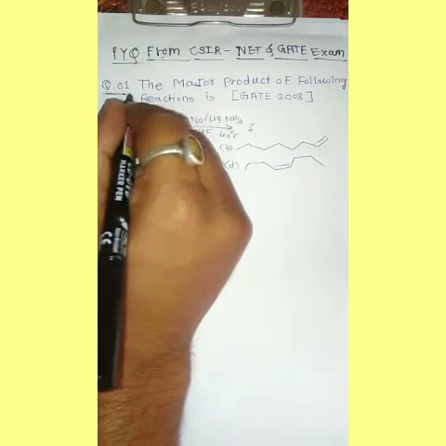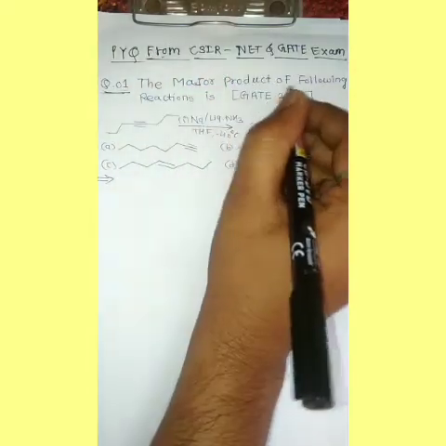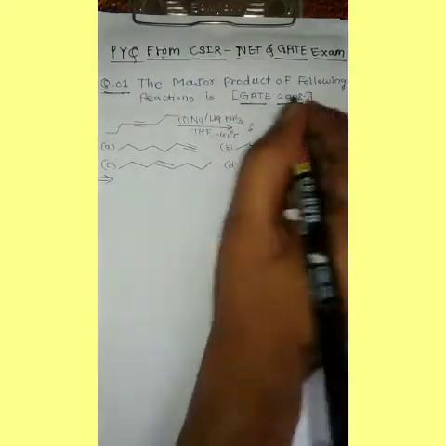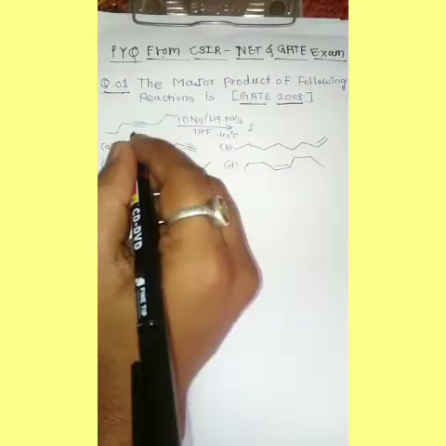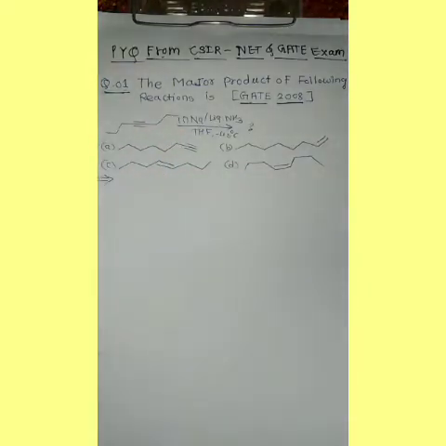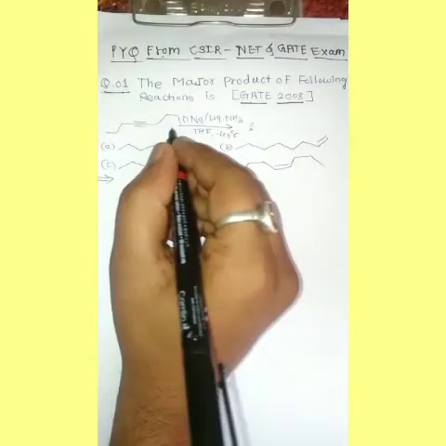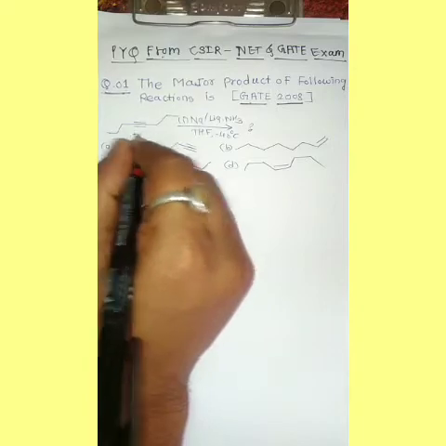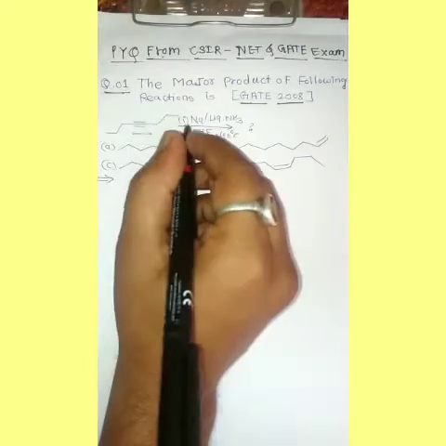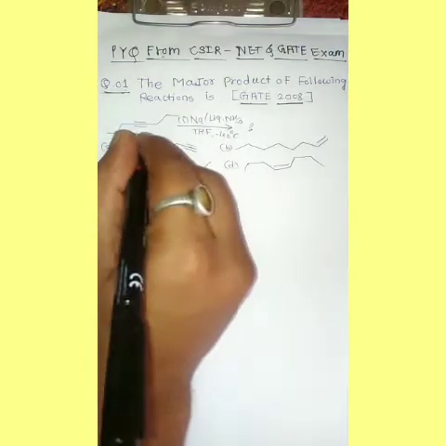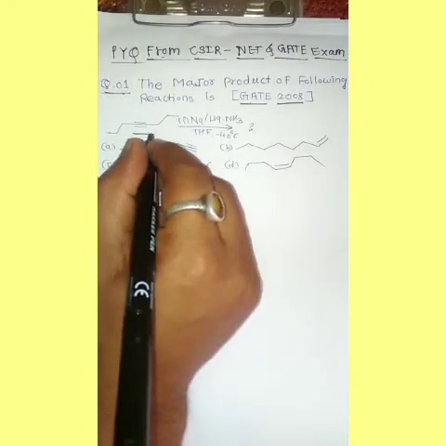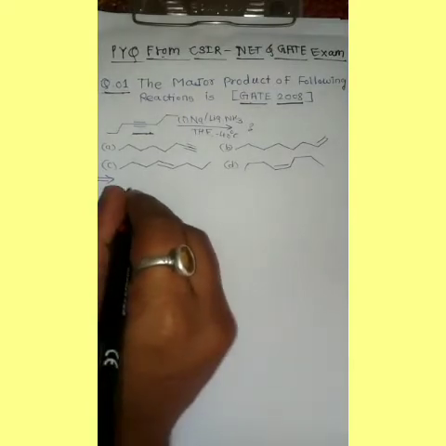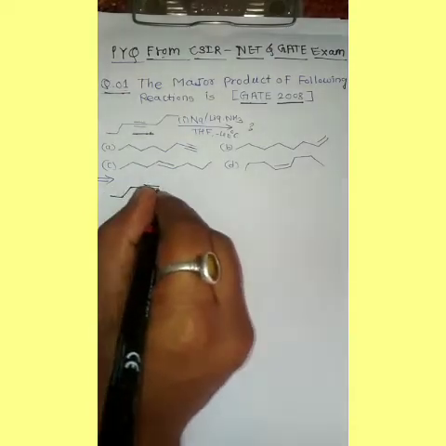Question number 1. The major product of the following reaction is. This question was asked in the GATE 2008 exam. Okay, now let's solve this question. Before solving the question, we know that Birch reduction of an alkyne gives the trans product. So let's draw the mechanism for proper understanding.